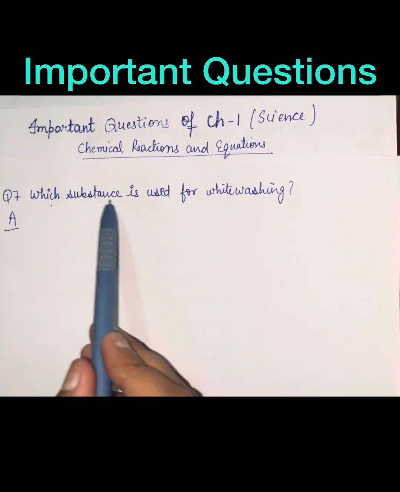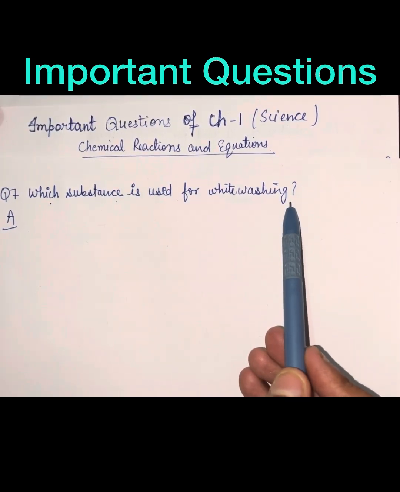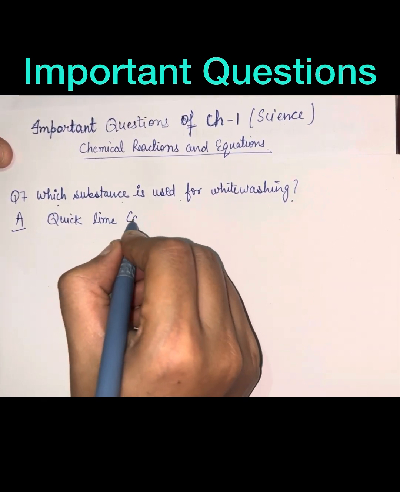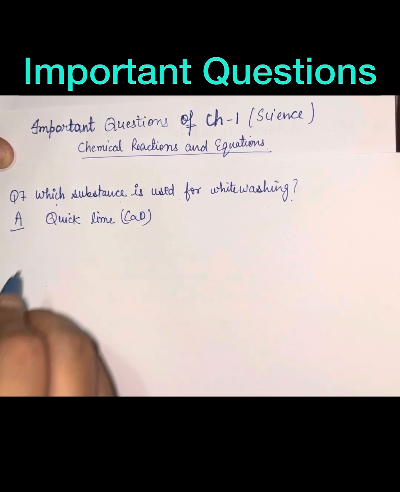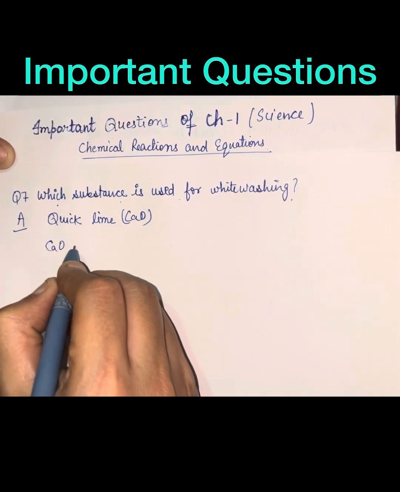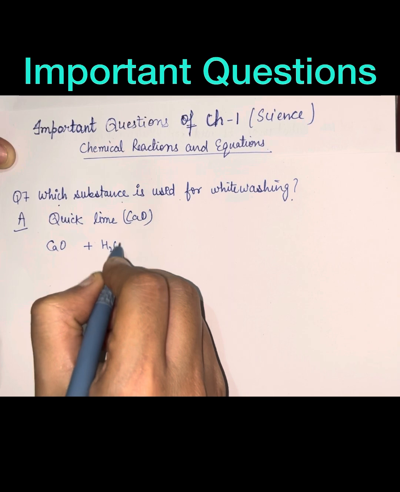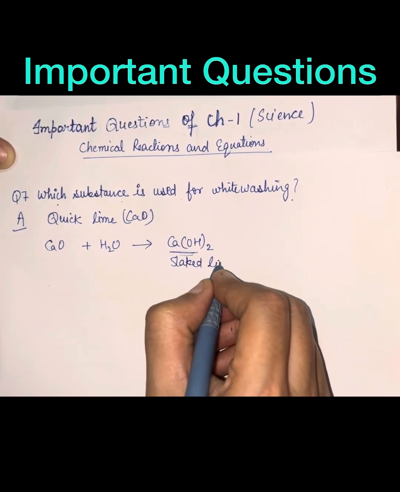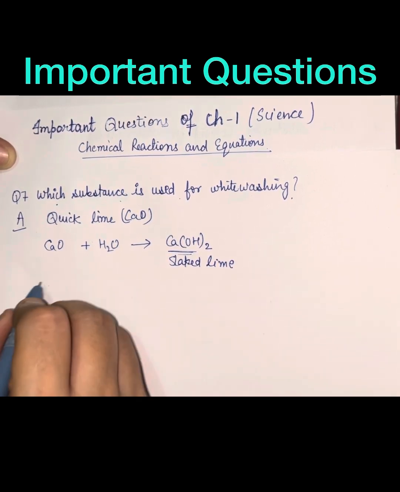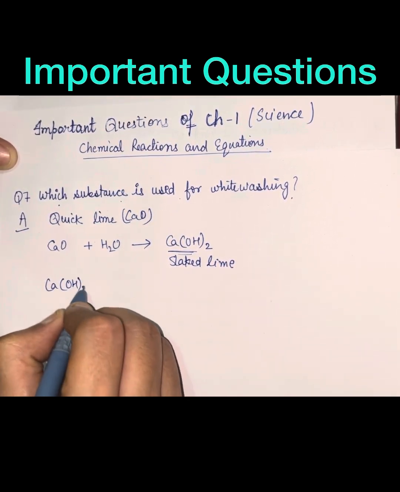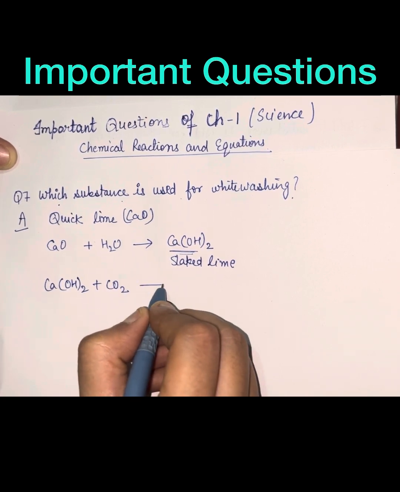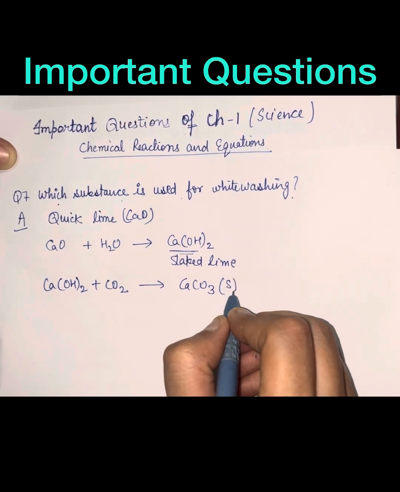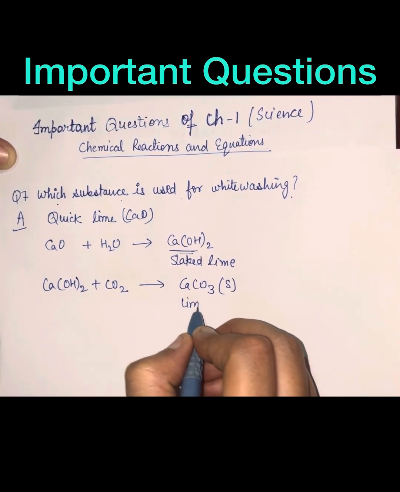Next question is, which substance is used for whitewashing? Children, quicklime, that is calcium oxide, is used for whitewashing. When calcium oxide is mixed with water, it forms calcium hydroxide, or slaked lime. This is also called slaked lime. It slowly reacts with atmospheric carbon dioxide to form calcium carbonate solid. And this is also called limestone.